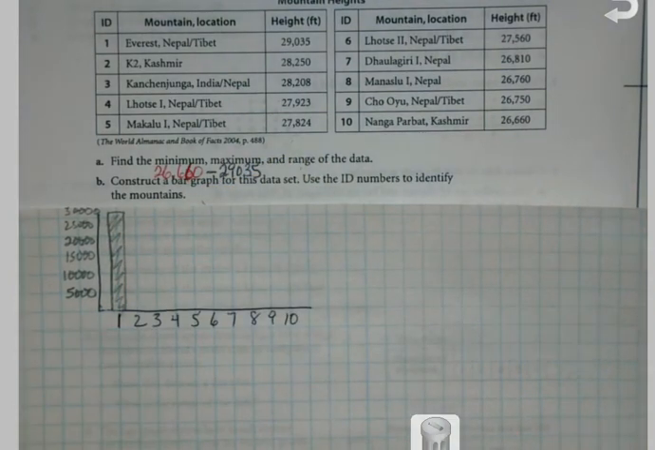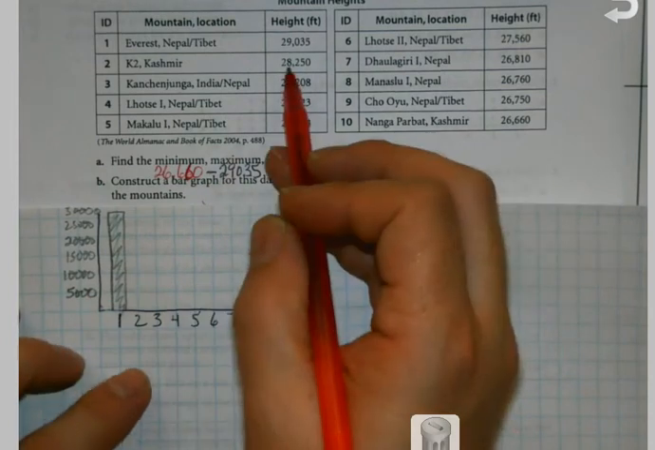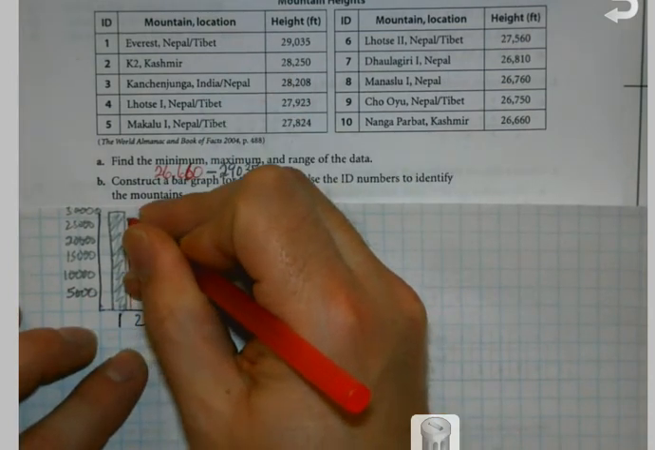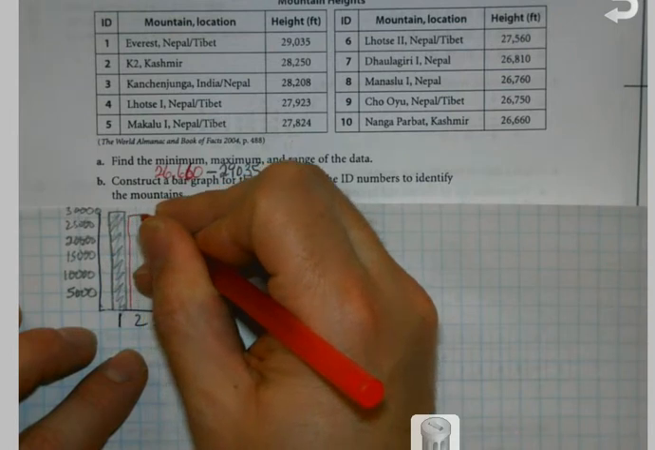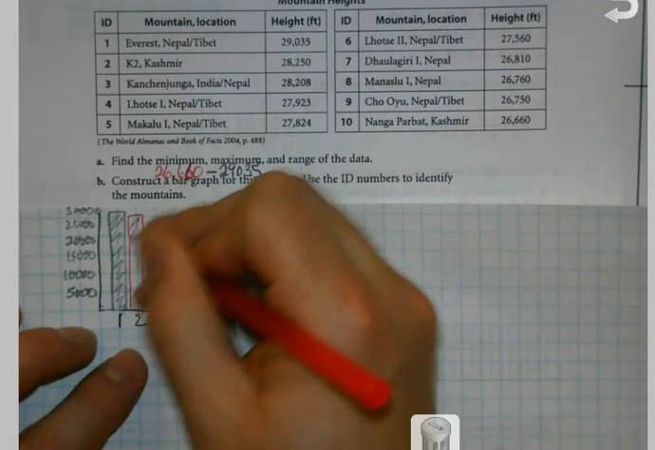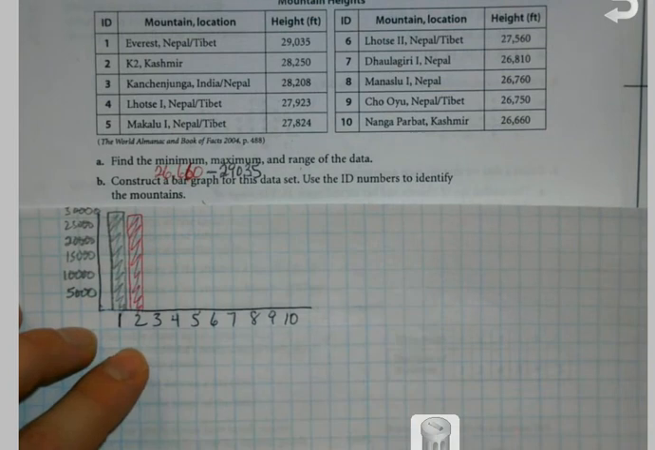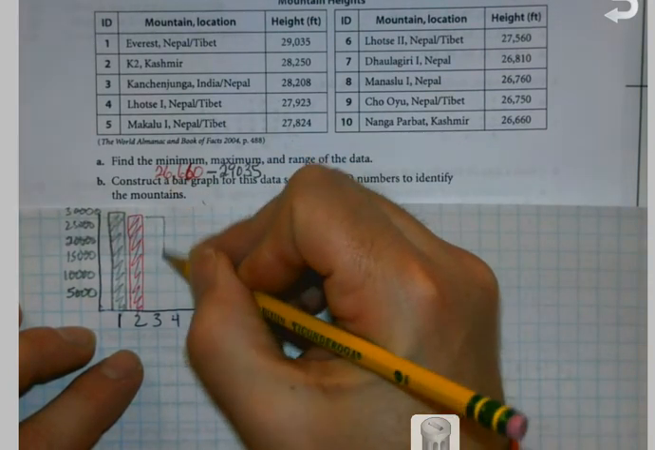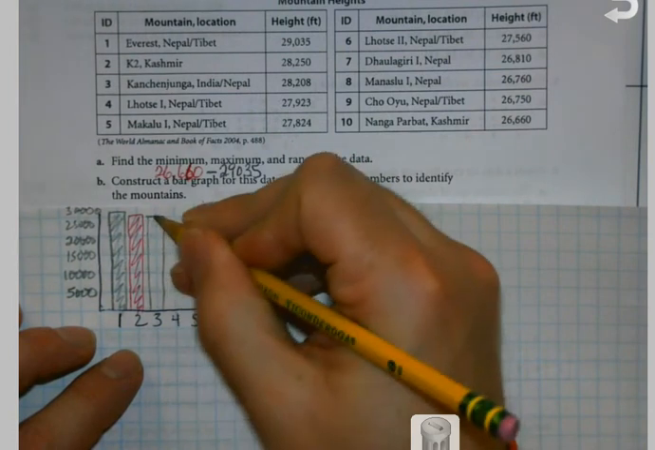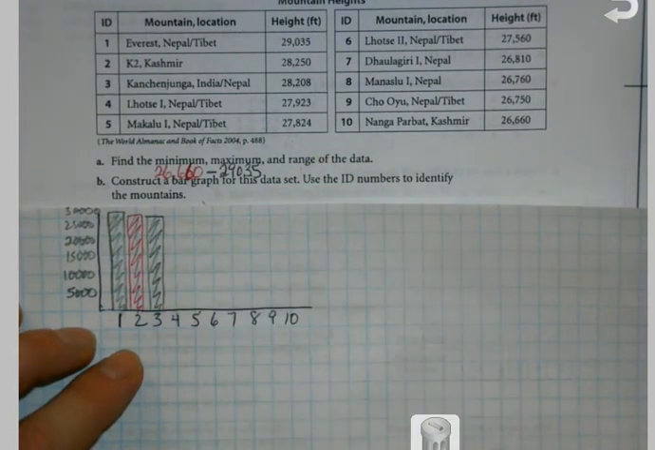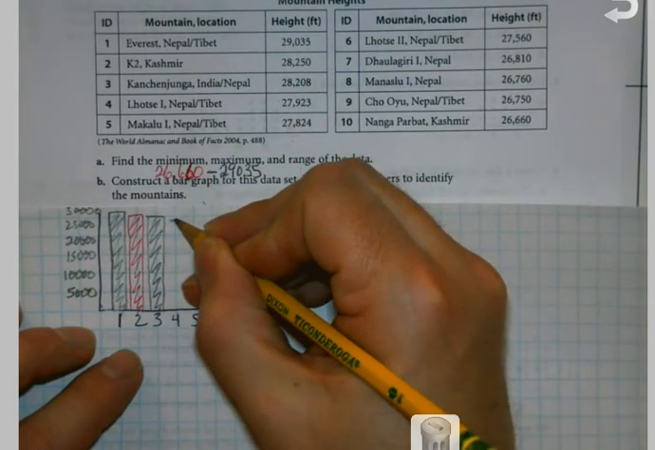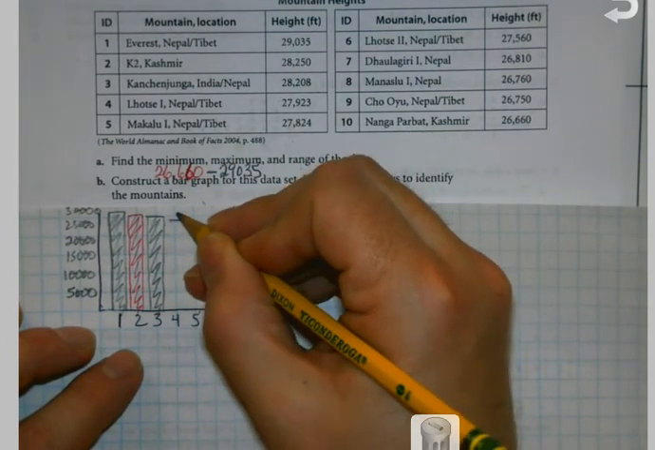And then maybe I'll switch up colors so we can see here. The next one's about 28,000, so it's not going to look very much shorter than the last one did. And most of these aren't going to look much shorter than the last one because there's not much value difference between them. That one's just below 28,000, so we're going just a little bit lower. Oops, I'm going a little too low because that's going to be my 25,000 line.